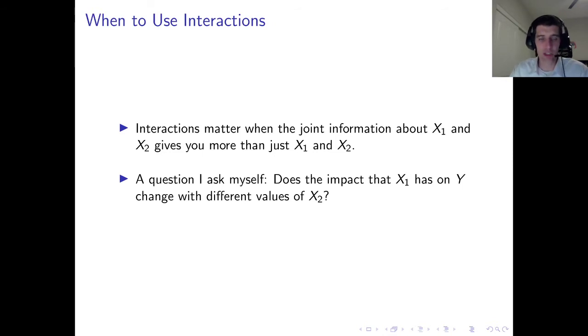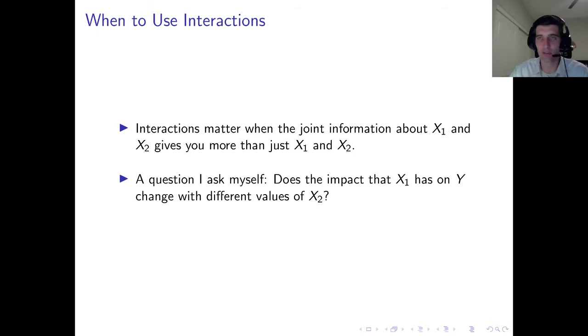Okay, so when do we actually use interactions? The intuition behind interactions is that if the relationship between x and y changes, so let's say we fix x1, right? If the relationship between x1 and y depends on knowledge about x2, we might want to include an interaction term, okay? And so this is sort of the intuition that I'm looking for.